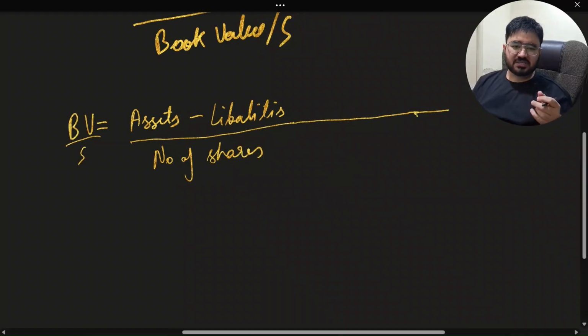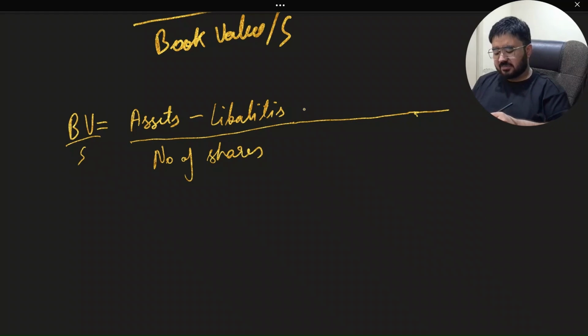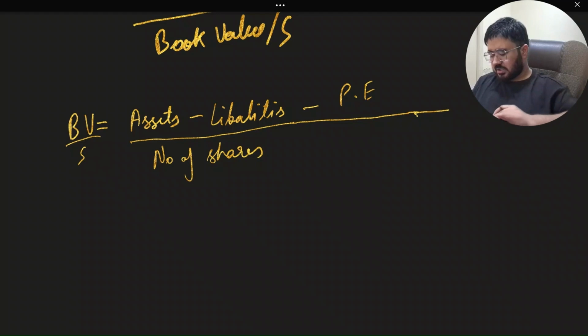Sometimes the owners do not want to dilute their voting rights, and at the same time they want to raise capital as well. So if the owners have raised the capital through preferred shares, then to calculate this book value, you need to deduct that preferred equity. You need to deduct it, then you will get a clearer picture. So this is all about the calculation part.